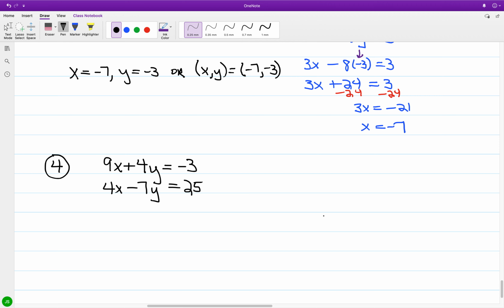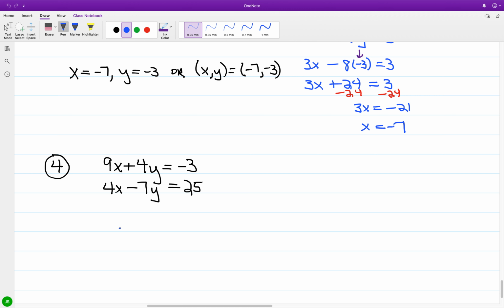Okay, continuing with section 8.1. For the next system, we have the variables x and y, with 9x plus 4y equal to negative 3, and also 4x minus 7y equal to 25. We're looking at the values of x and y that will fit into both equations.